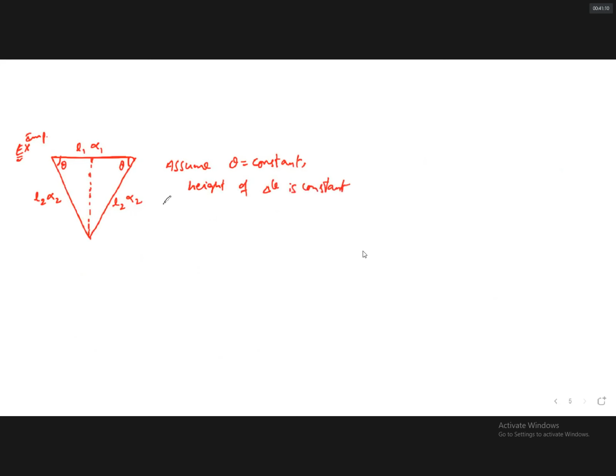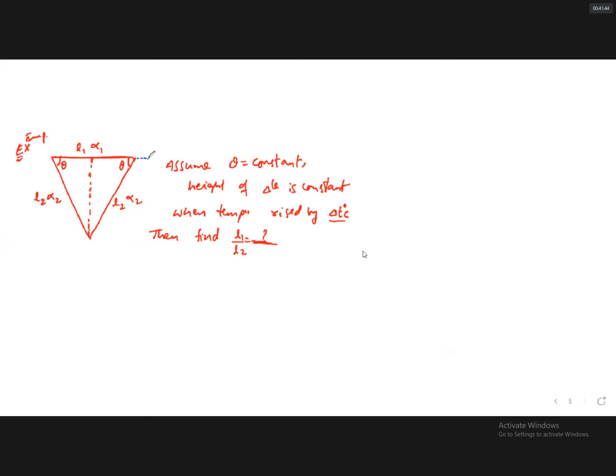So when the temperature is raised by delta T degrees Celsius, then find the L1 by L2 value. Here it is made up of composite rods forming an isosceles triangle.